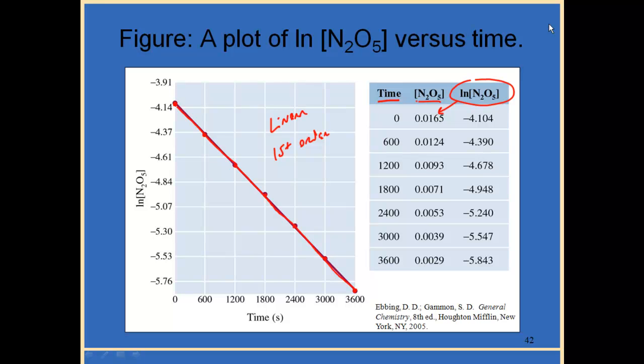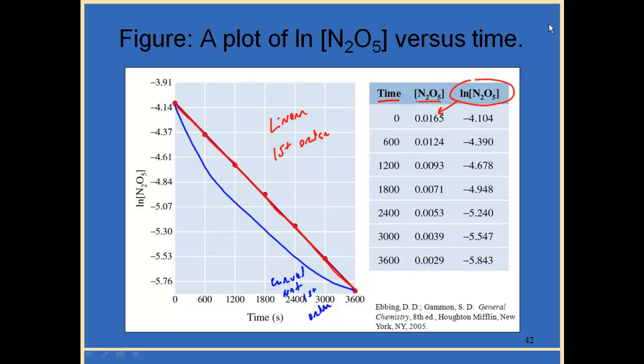Okay. Now, if you were to draw your line and say the data points do not make a straight line, they tend to be more of a curved line, then it's not first order. So you're doing the plot and determine if you got a linear line or not.